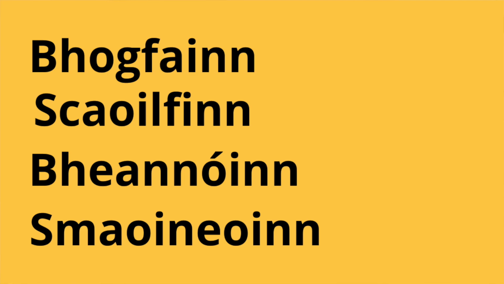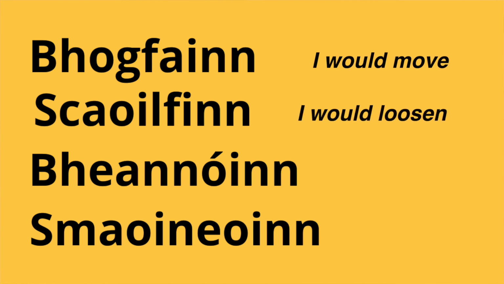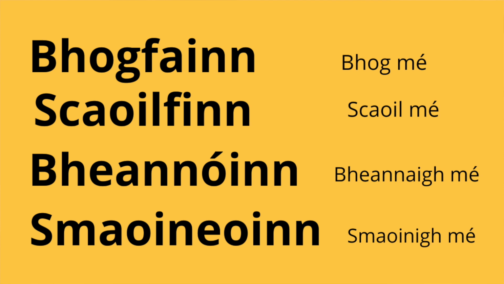So here's a list of the four verbs now in the Modh Coinníollach. Bogfainn, I would move. Scaoilfinn, I would loosen or unlock. Beannóinn, I would bless. Smaoineoinn, I would think. Look how similar they are to the past tense of the same verb. Bhog mé, I moved. Scaoil mé, I loosened. Bheannaigh mé, I blessed. Smaoinigh mé, I thought. So very, very similar there, especially the first half of the verbs.